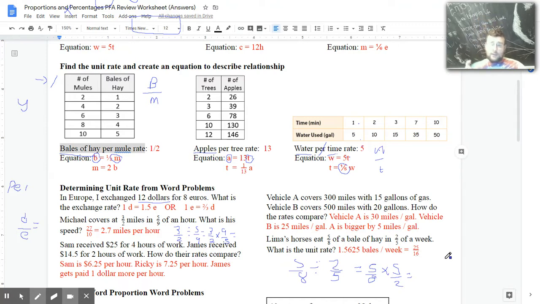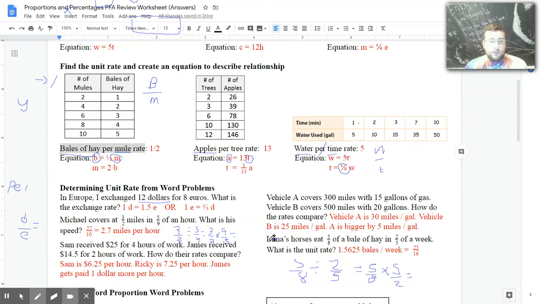Notice, by the way, that unit rates always have units, right? On the graphs and the tables, I forgot to put the units, but technically they all have units. In this case, it would be 13 apples per tree or 5 gallons per minute or 5 bales per mule, and so forth, in the same order as the problem is listed. That's another way to see if the answers are right, because they should have the units in the right order.